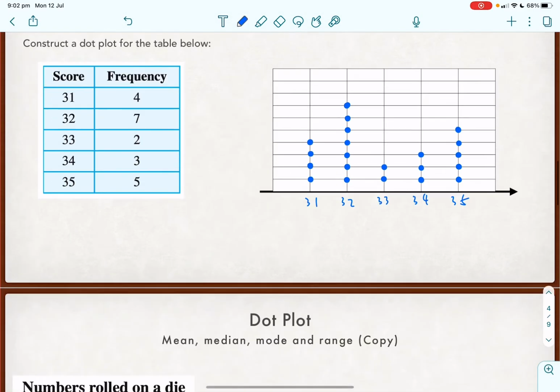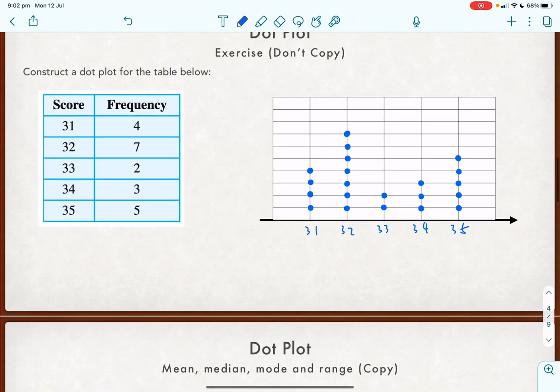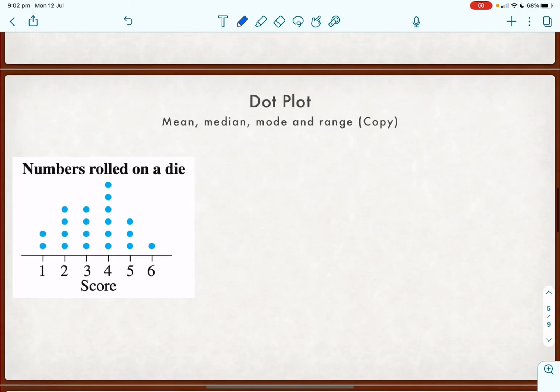Let's move on. Now what's the reason why I'm doing a dot plot? Well, it's quite easy for us to find the median. You probably remember last time when we had a frequency distribution table, we needed to find where the rank is, and then find out in that rank what number that is, and then we do the median. In this one, it's quite easy for us to calculate the median. Okay. Mode is even easier.